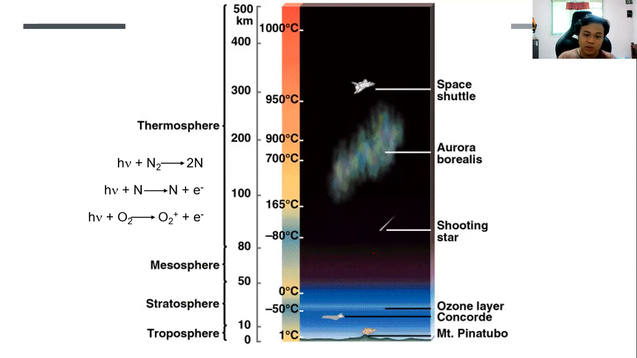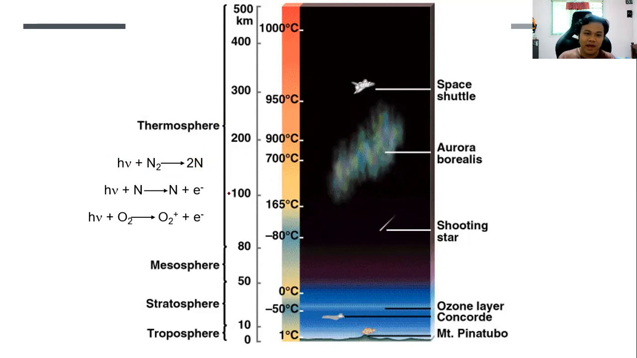And then when we go way up, we have the thermosphere. In the thermosphere, the gases exist in their elemental form, such as nitrogen. This is where the aurora borealis happens. I will explain to you what this is. What is this beautiful phenomenon?